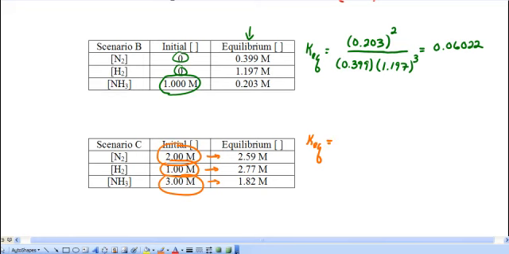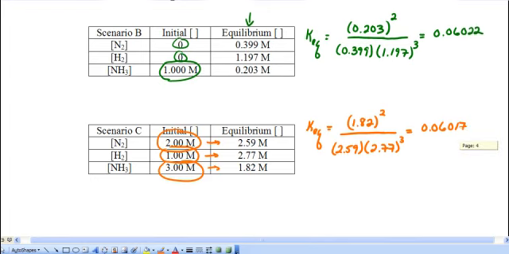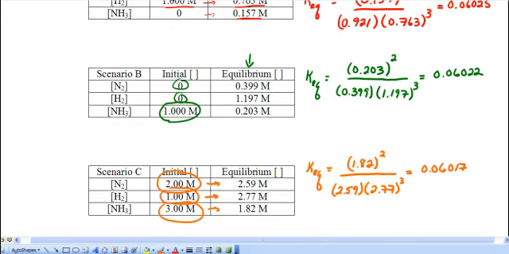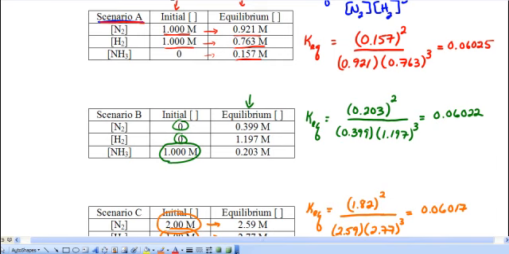And so now if you plug these in for KEQ, the ammonia concentration is 1.82 molar squared. The nitrogen is 2.59 molar raised to the first. And then the hydrogen is 2.77 molar, and of course we're going to cube that. And when you evaluate that, you get 0.06017. So looking at the various Ks, notice that they are pretty darn close to one another, and in fact, it does not matter what your starting condition is.